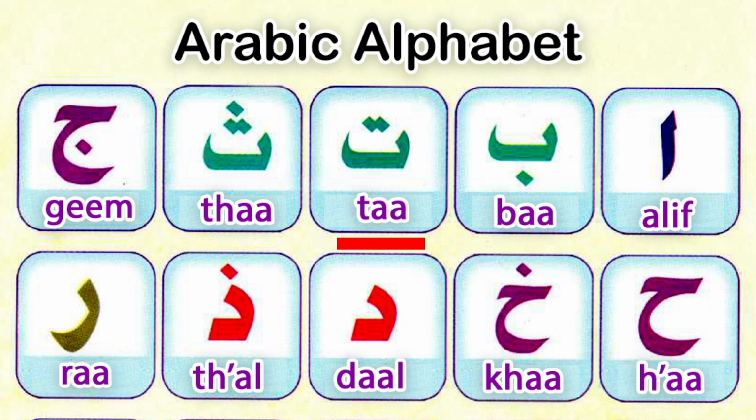You don't say ta just like the T in English, because ta is not T in English. Then sa. Get the tip of the tongue outside your mouth. Sa.